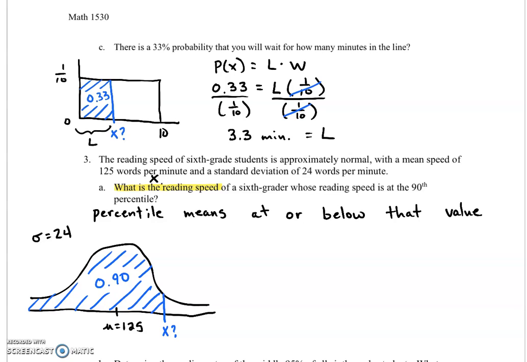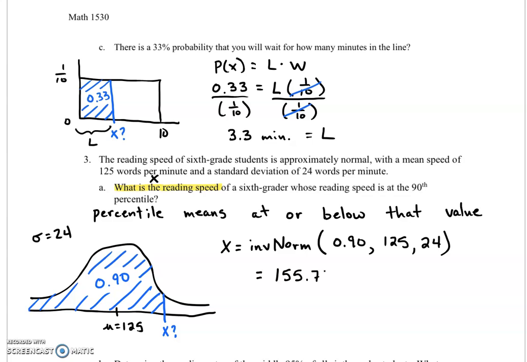So the key here, when it's find the value of the random variable, that is an inverse norm in the calculator. We have to give it area to the left side, so that's the 0.90. We also have to give it the mean and the standard deviation. And if we do that, we get 155.76 words per minute.